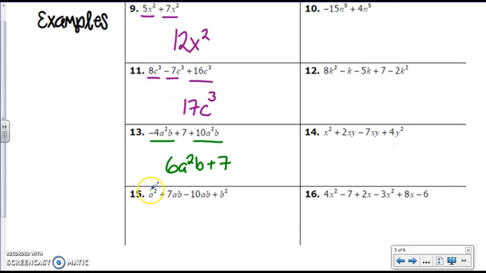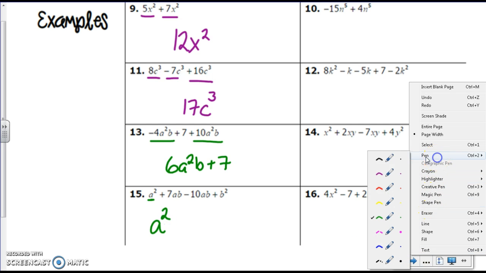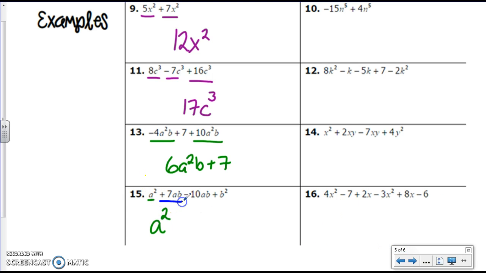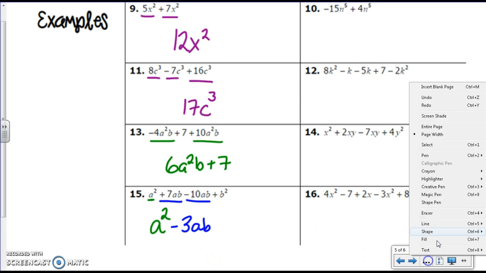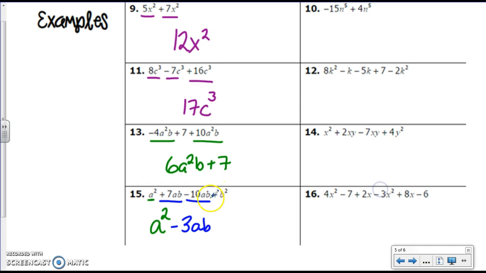Okay, and then the last one, a squared plus 7ab minus 10ab plus b squared. Now notice I have an a squared here, but I don't have any other a squareds. I'm just going to bring that one down. Okay, looking at the next term, I have a 7ab and a minus 10ab. Those have the same variables with the same powers, so I can combine them. 7 minus 10 is negative 3. Okay. Then I have a b squared, but there's nothing else to combine it with, so I'm going to bring this plus b squared straight down.